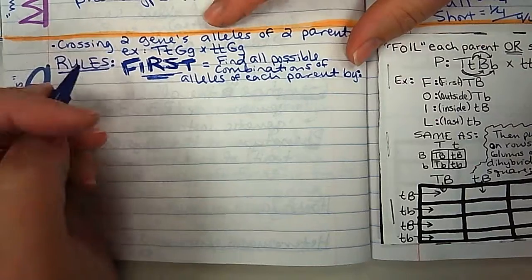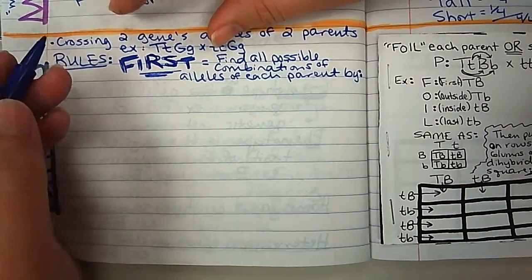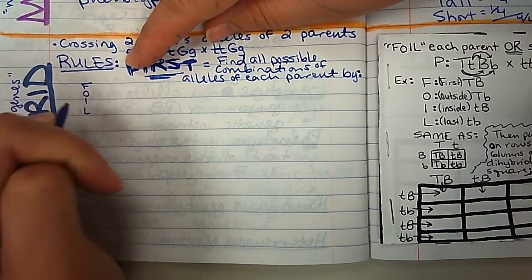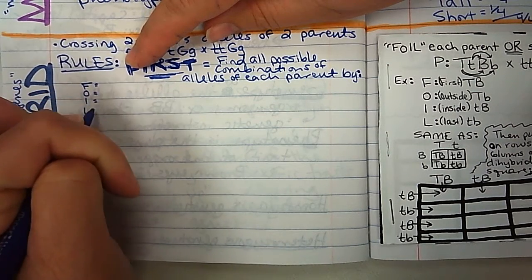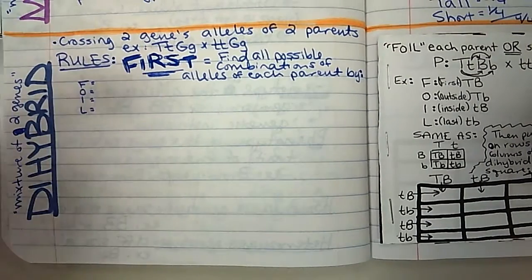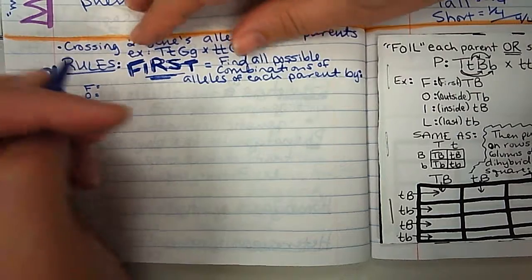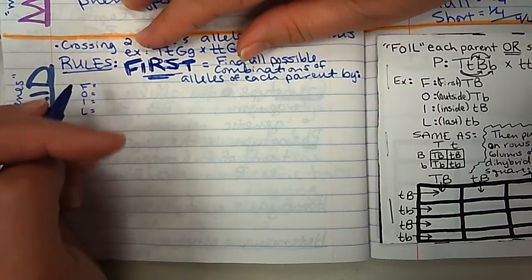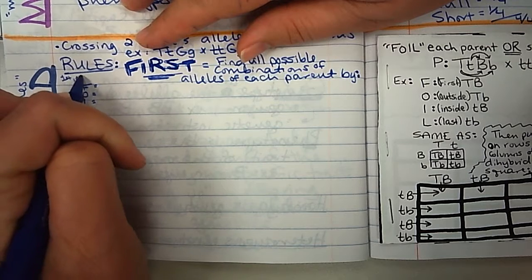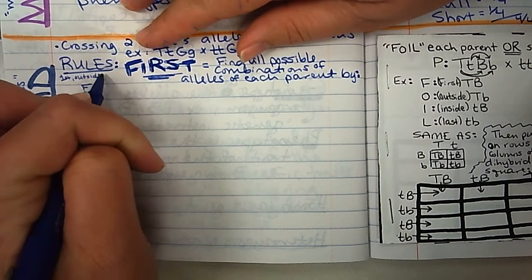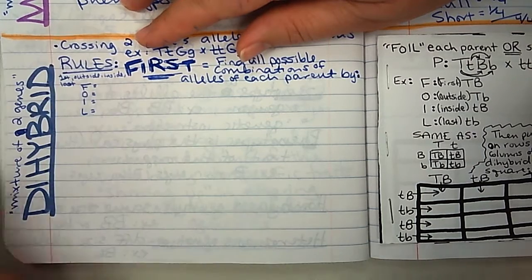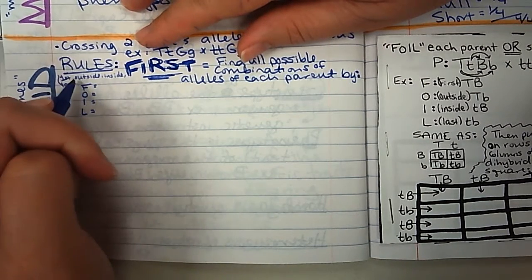You can FOIL, and if you'll remember from Algebra 1, when you FOIL two parentheses right beside each other, it means first, outside, inside, last. I should have written that down. So it means first, outside, inside, last. Okay, sorry, I know that's super duper tiny, but that's what FOIL stands for.